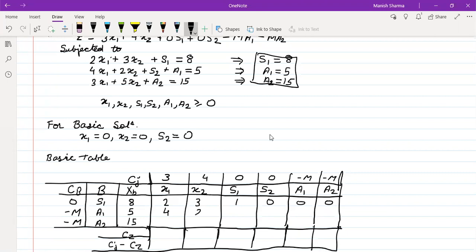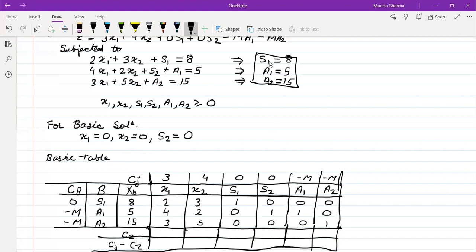Then here it will be 4 for our second equation: 4, 2, 0, 1, 1, 0. Then here last will be 3, 5, 0, 0, 0, 1. Then we have to calculate Zj.